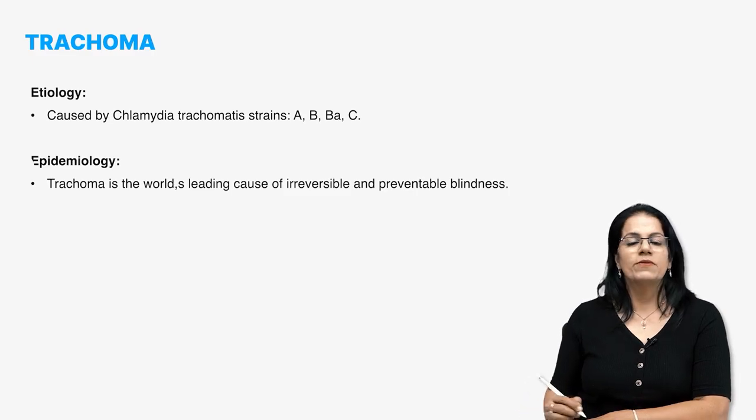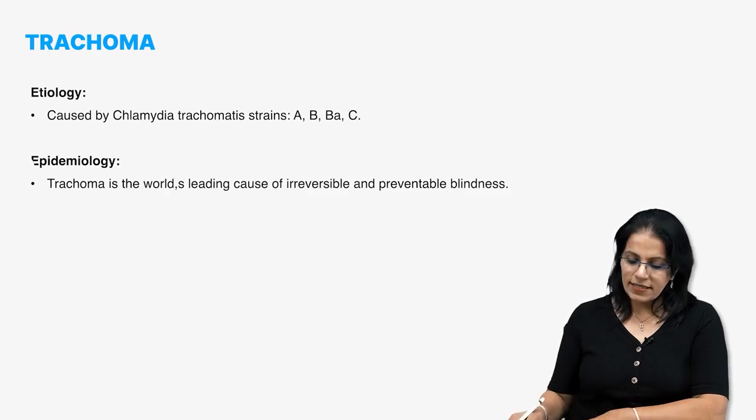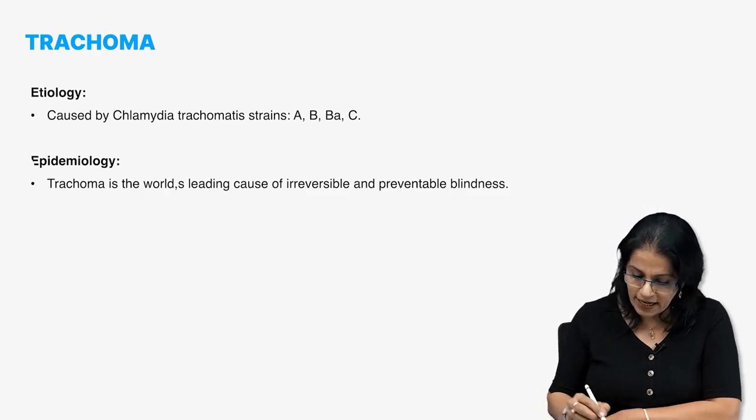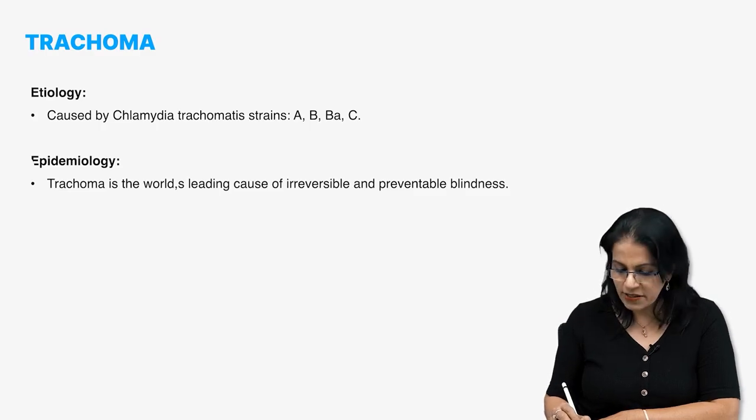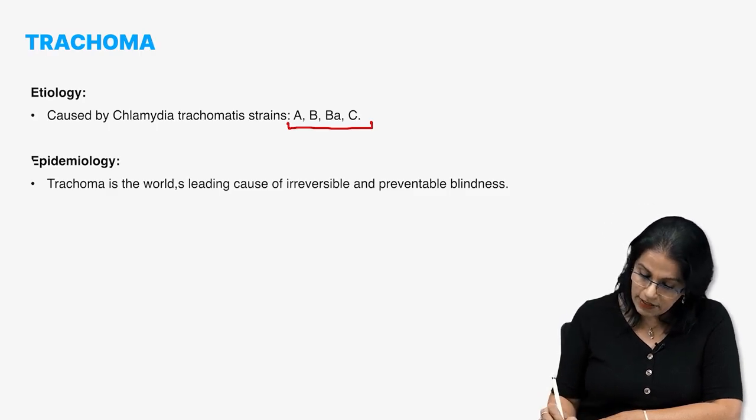We next talk about a very important topic, and that is trachoma. What is trachoma? Trachoma is a conjunctivitis which is caused by Chlamydia trachomatis. What are the serotypes? A, B, Ba and C. It is mainly a disease seen in children. What is the age group? It is 1 to 9 years of age.